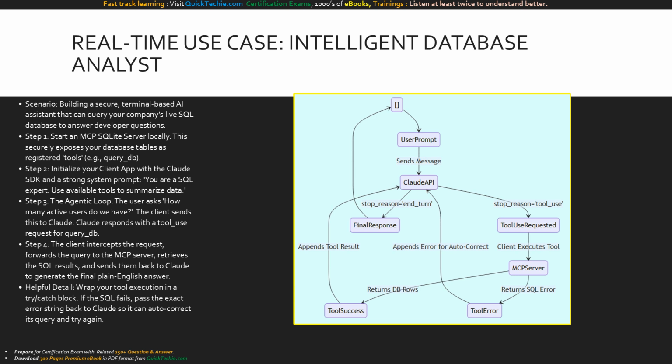The user asks, "How many active users do we have?" Claude processes this and outputs a tool use request. Step 4. Your client infrastructure intercepts this, securely passes the query to the MCP server, gets the raw database rows, and feeds them back to Claude to synthesize a human-readable answer.